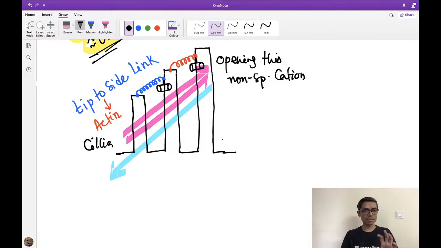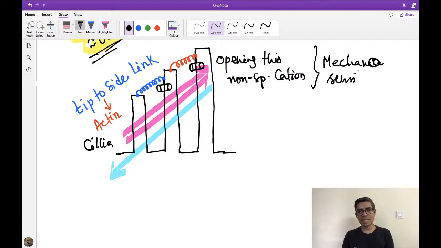Okay, so that's why the hair cells are known as mechanosensitive receptors, because they are detecting the mechanical stimulus. Whenever the hair bending is there, whenever the hair movement is there towards the longest cilia, what is happening?